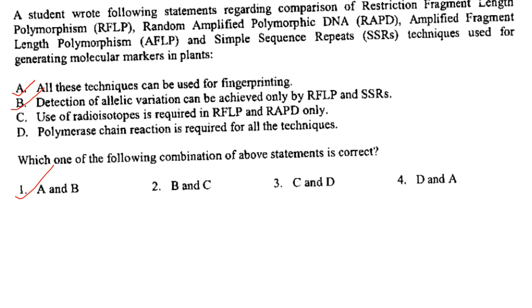Use of radioisotopes is required in RFLP and RAPD only. No, that is also not correct. Polymerase chain reaction is required for all techniques. RFLP doesn't require PCR, so option D is not correct. So the correct answers are A and B. Answer is option 1.